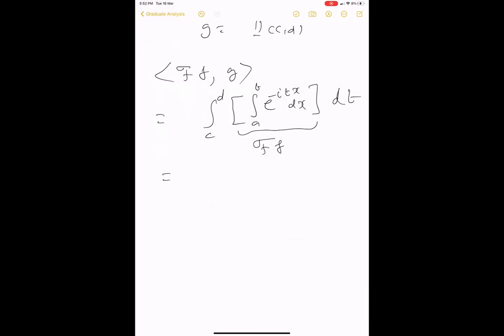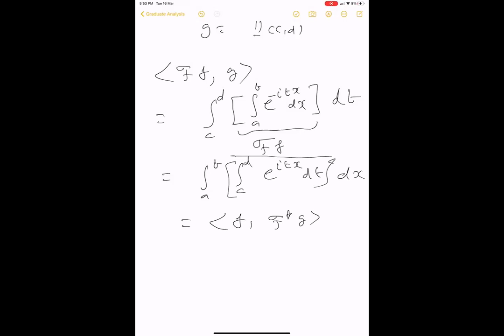Now we interchange. This is just a nice continuous function, and we are just integrating over a finite interval. So this is the same as the integral over AB, and we take the integral over CD inside, and then I change it to e power itx dt inside, with respect to t. Then I put a bar here, dx. It's the same thing, I'm just rewriting it like this. But then this is exactly equal to this. So we have verified it for this example. Theorem is proved.